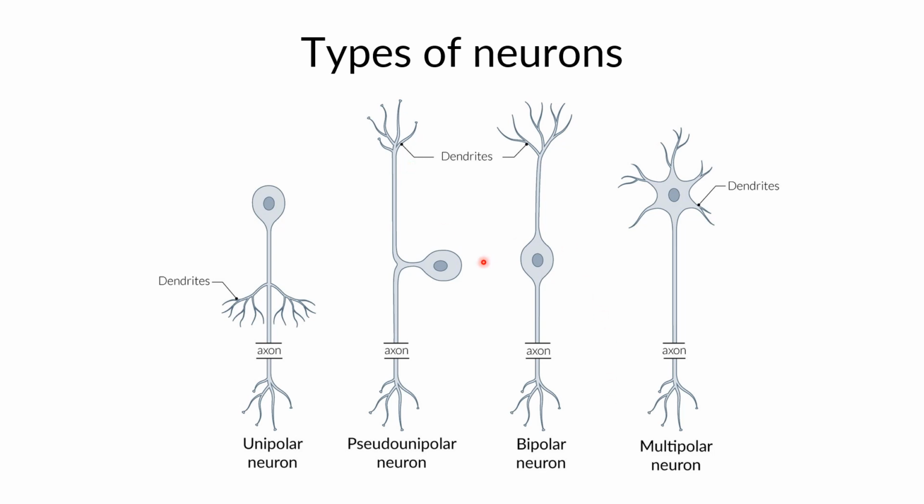There's also the bipolar neuron, in which there is one axon and one dendrite that project from the soma. And last but not least, there is the multipolar neuron, in which there is one axon and multiple dendrites that project from the same soma.